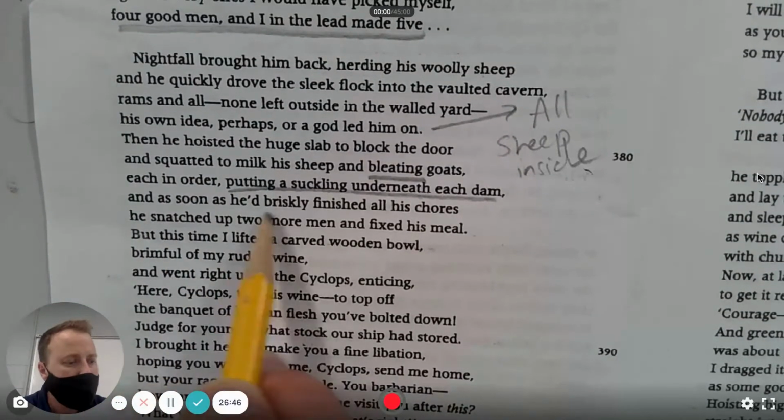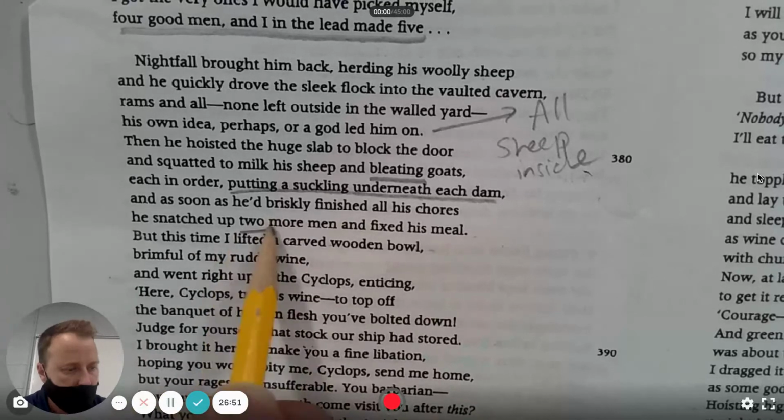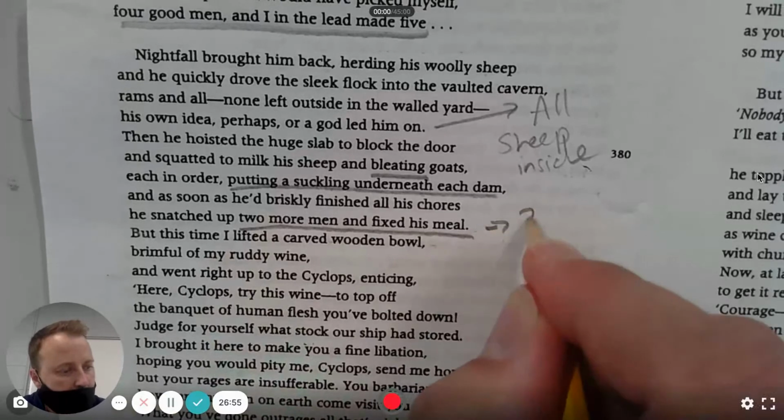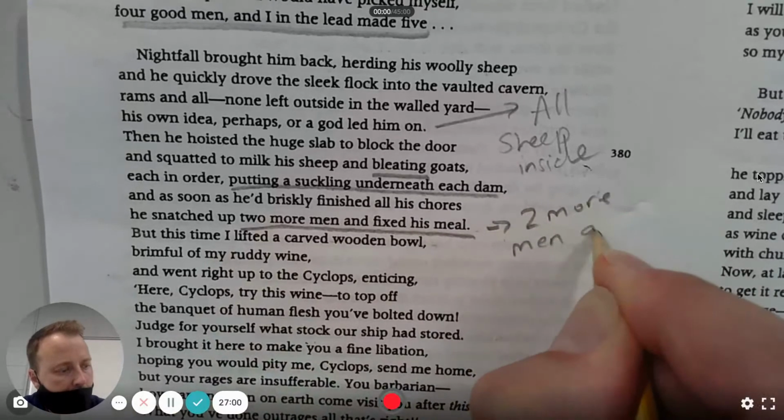And as soon as he briskly finished all his chores, he snatched up 2 more men, 2 more, and fixed his meal. So again, he kills 2 more men, and they are eaten.